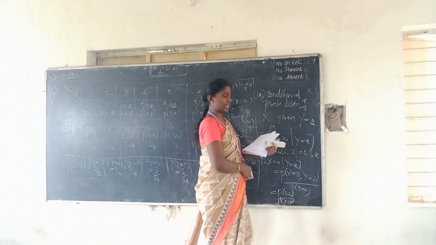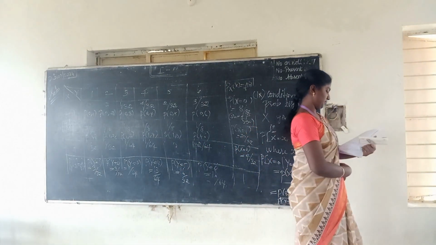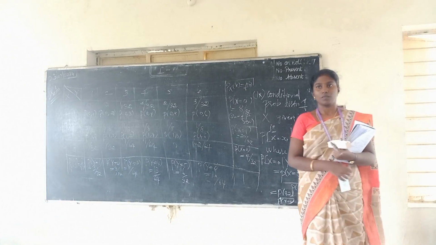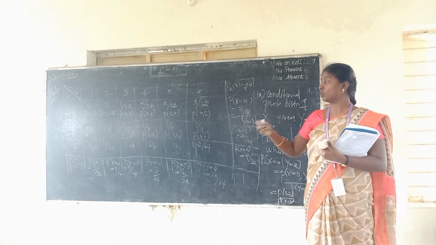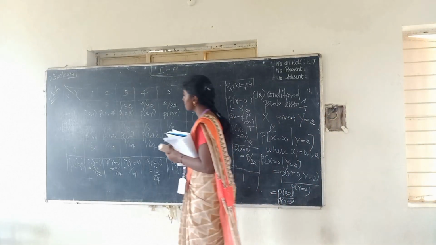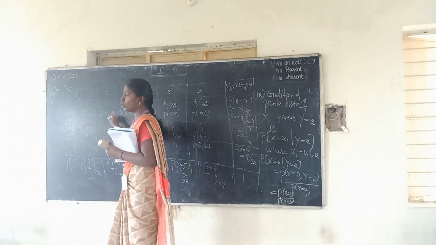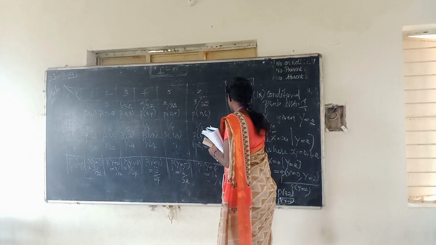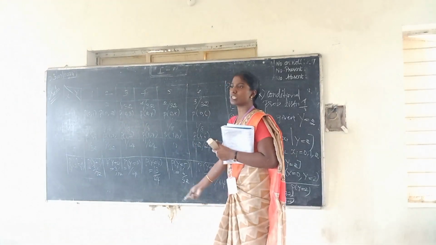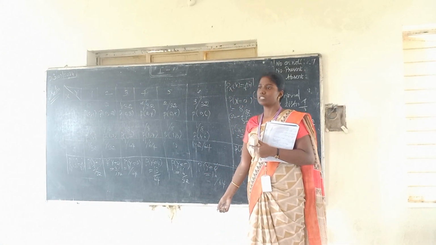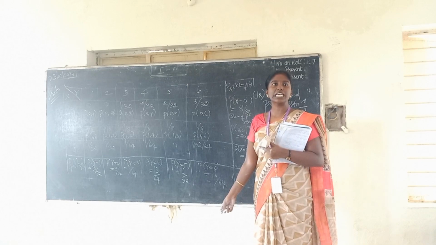Now substitute and tell me the final answer. P of 0, 2 is 0, right? 0 divided by P of y equal to 2, which is 3 by 32. 0 divided by 3 by 32 is 0. Is it clear to everyone?